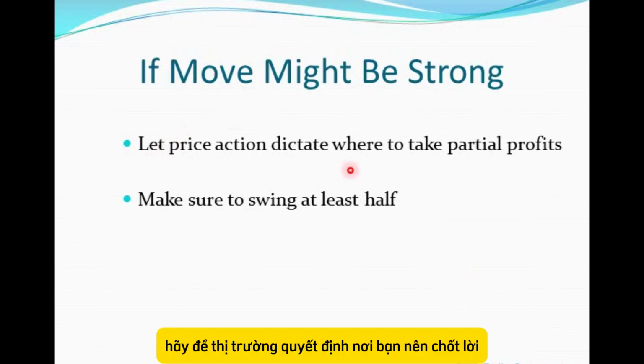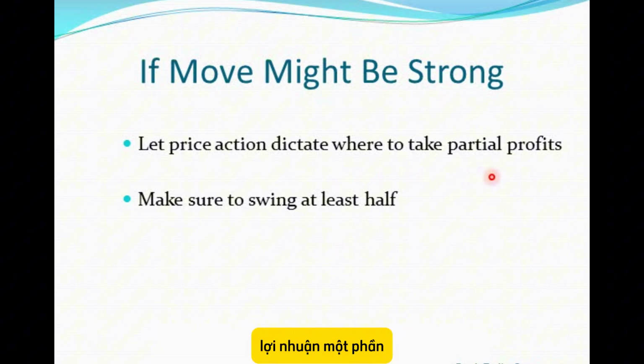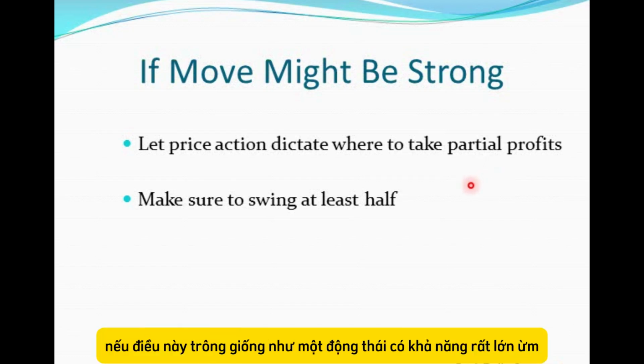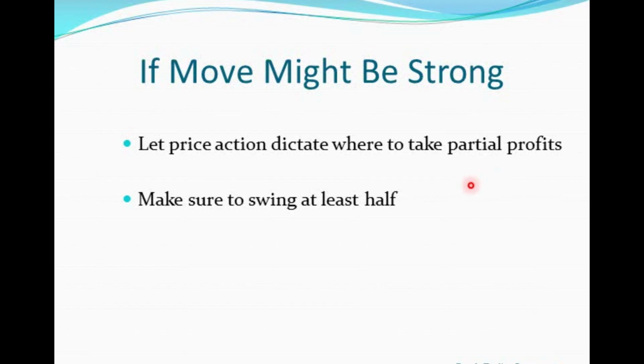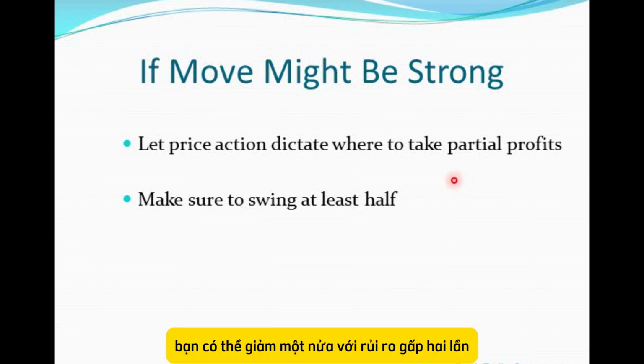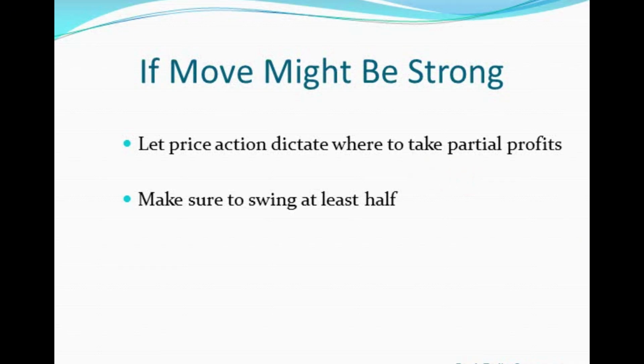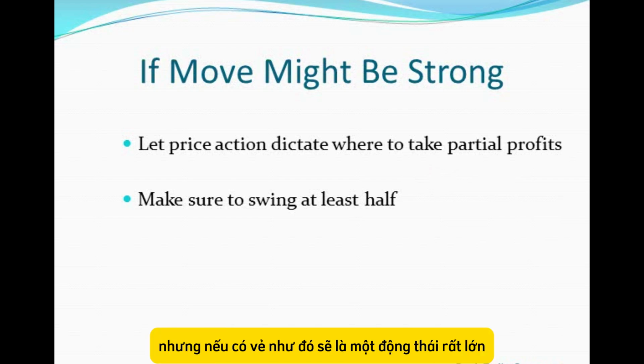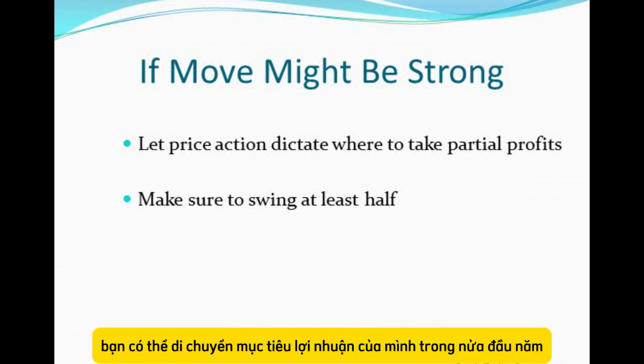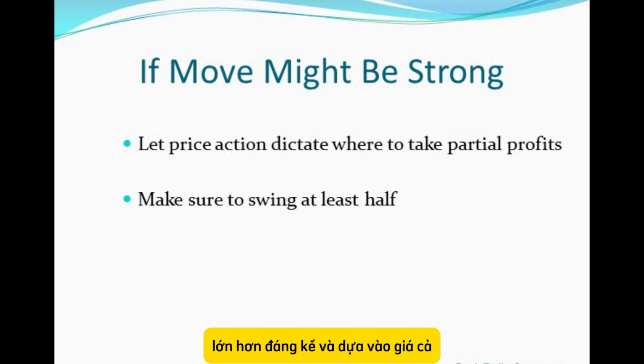Let the market dictate where you should take partial profits. Instead of trying to take partial profits at 2 times the initial risk, if this looks like a potentially very big move, you could take half off at 2 times your risk and swing the balance. But if it looks like it's going to be a very big move, you can move your profit target for your first half to substantially bigger, and rely on the price action to dictate where you should take profits.